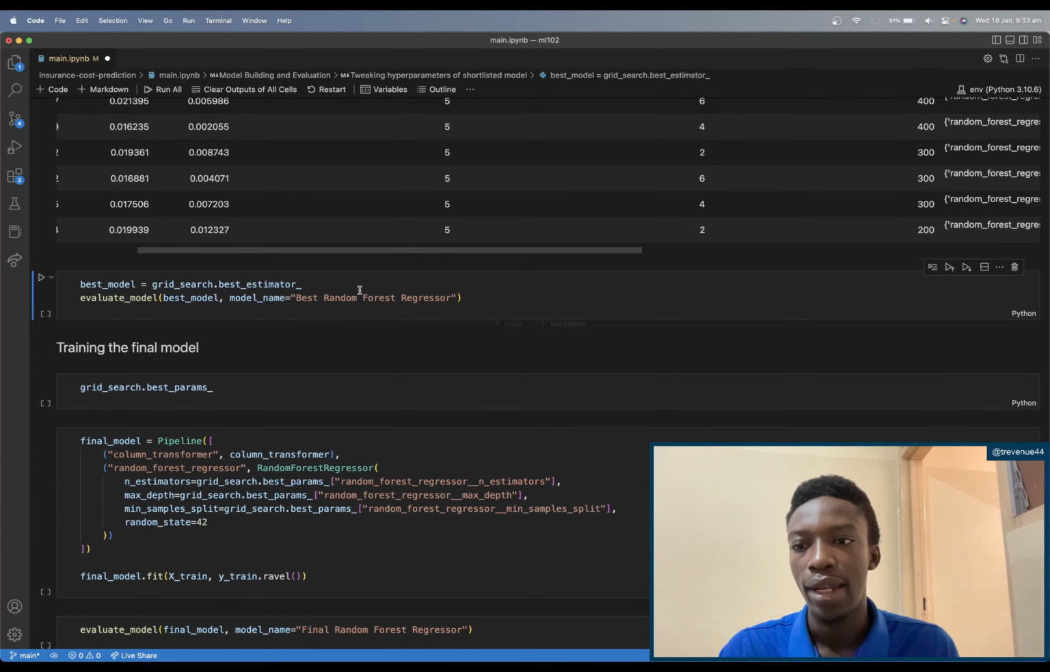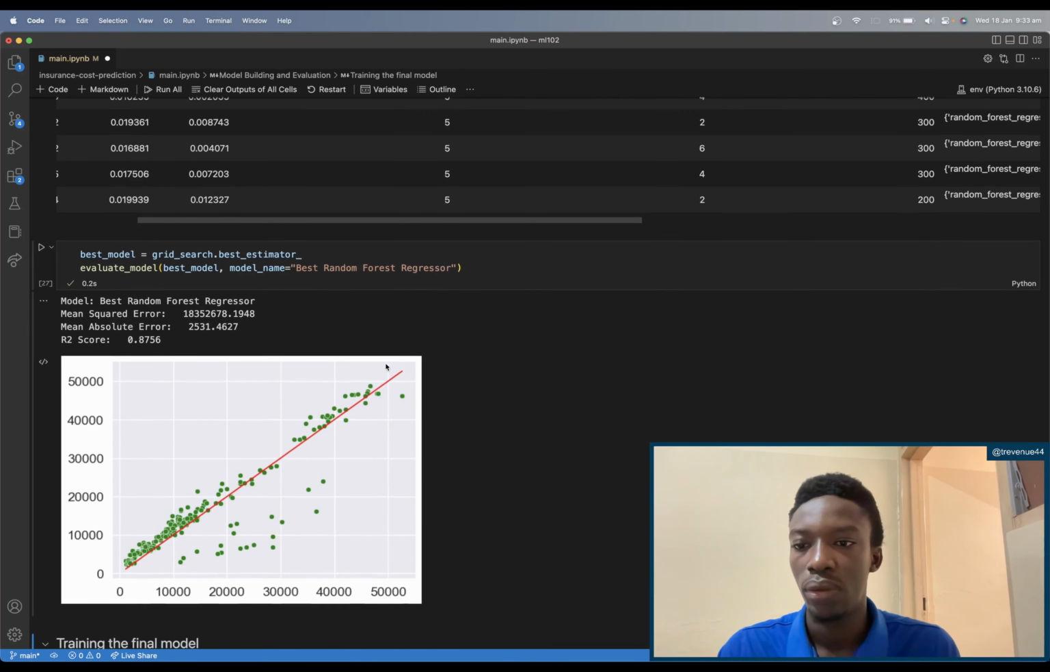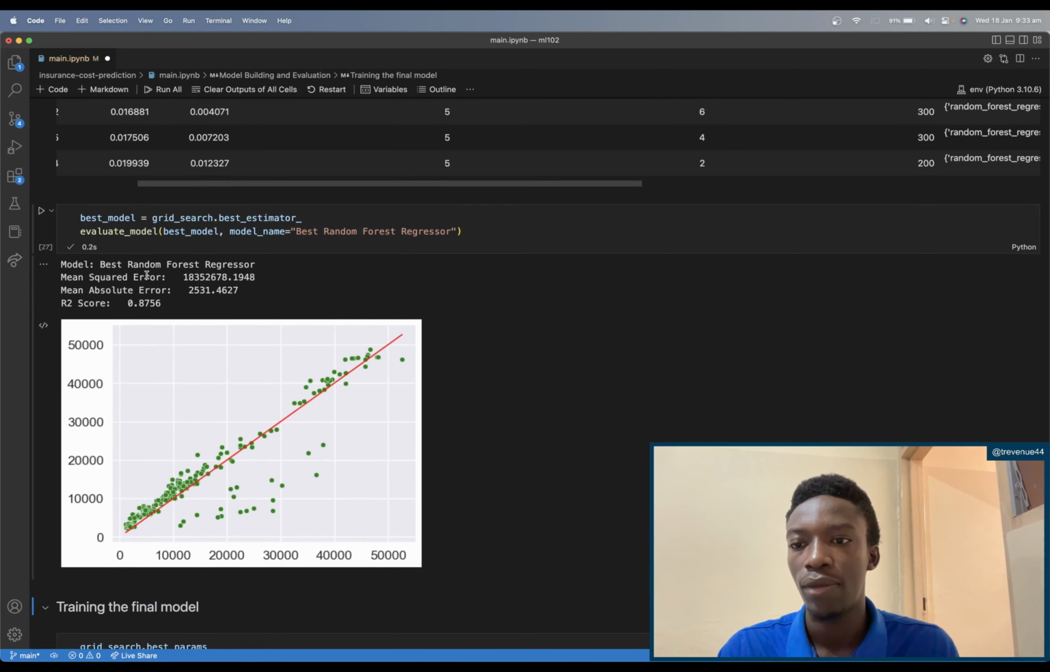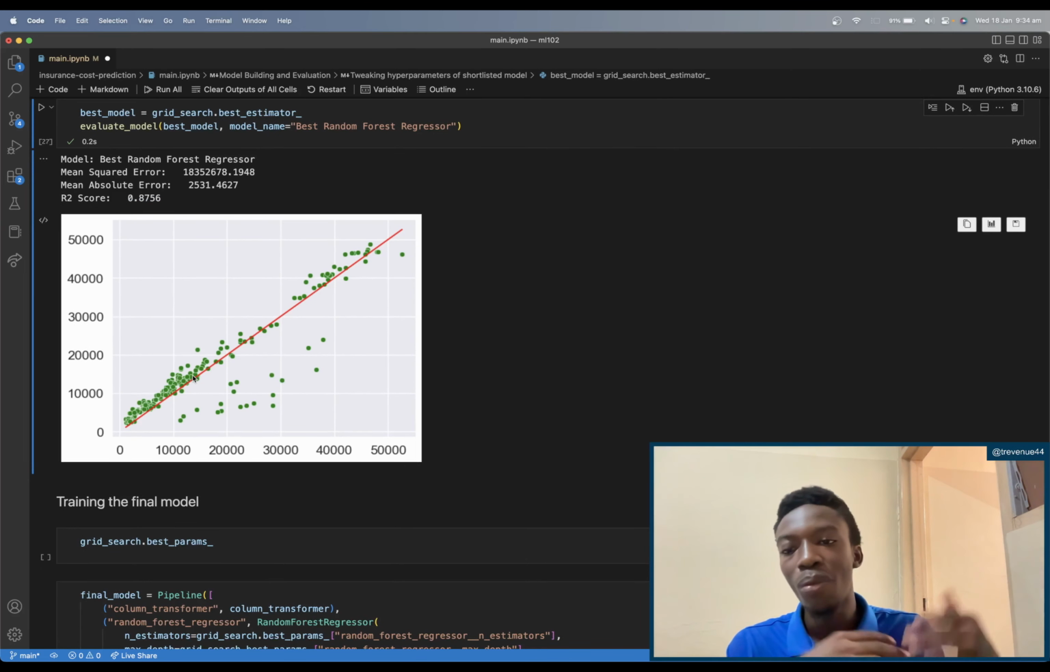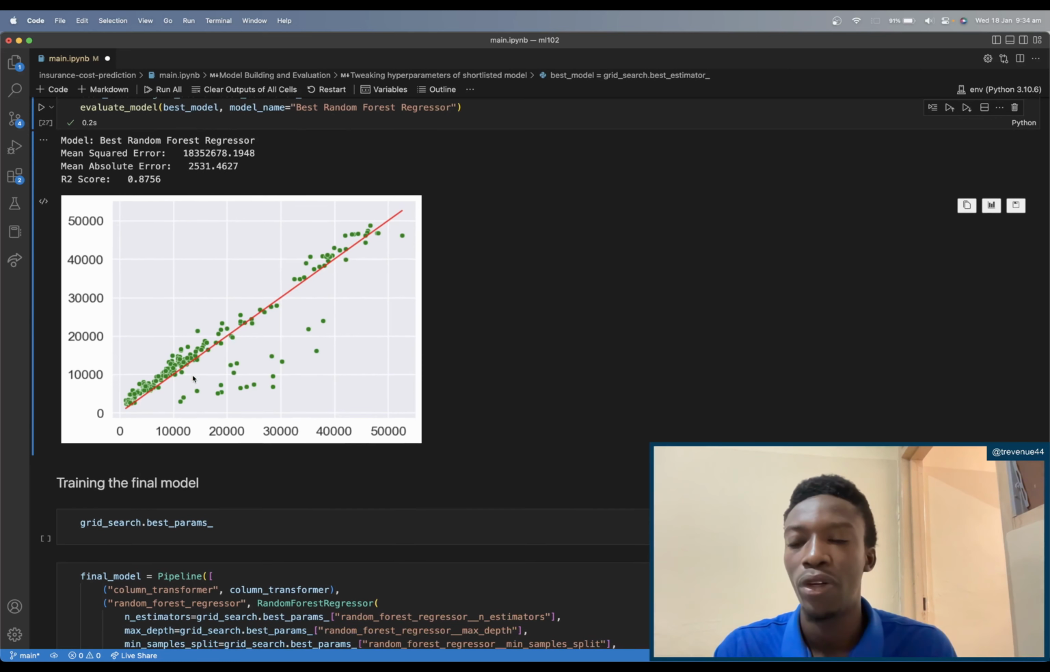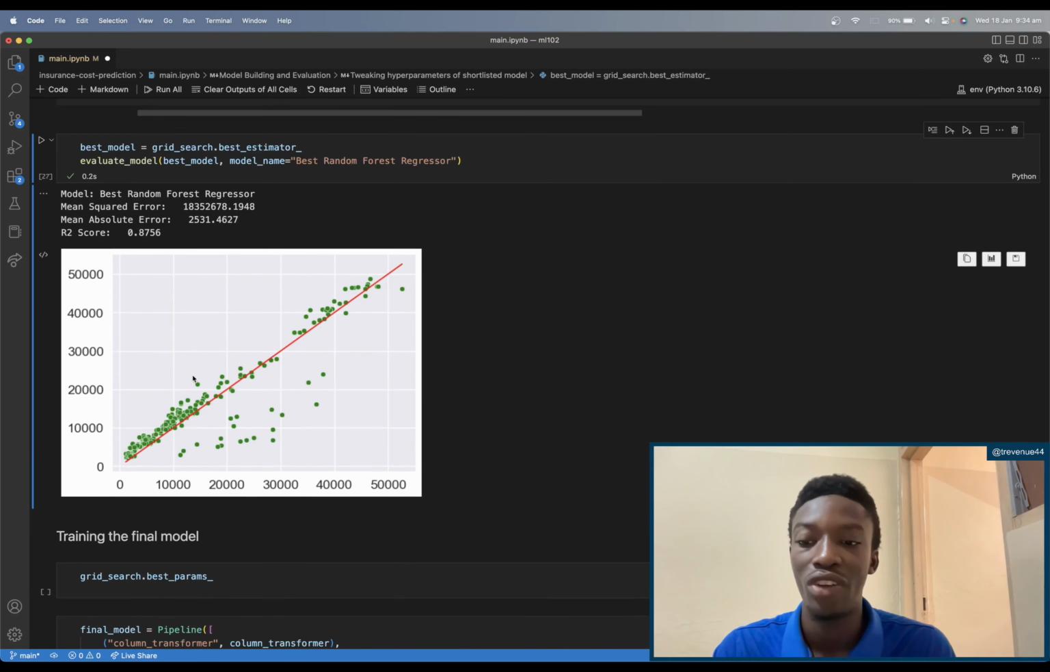So right, I literally just said that the best model is the grid search best estimator, and I tried to evaluate that model again. So this is the state of that model, and you see it has an R2 score of 87%. Now initially it was 84, now it's 87%, and as you can see, most of the data points are close to the red line, the red diagonal line, telling you that the model is doing a whole lot better than the previous one that we saw.